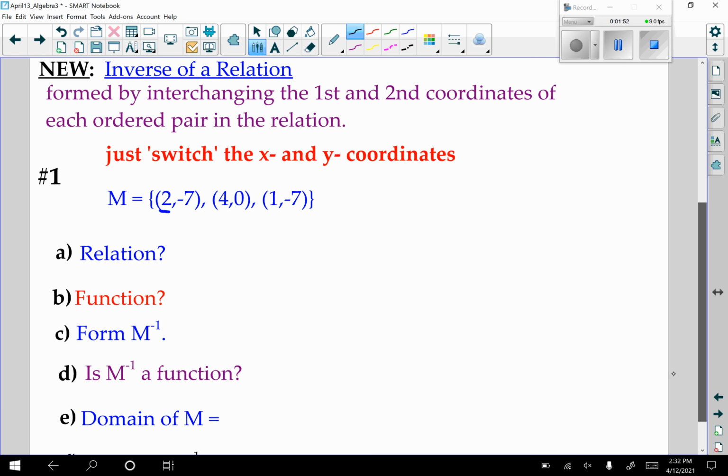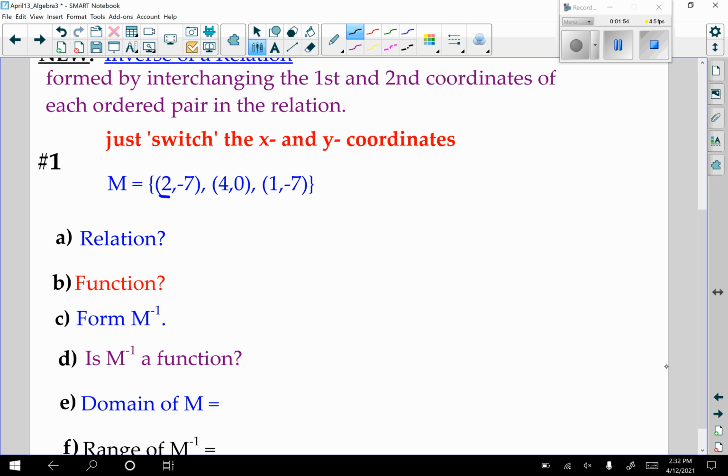So here we're given a relation. We're just going to call it capital M, and it's just a list of ordered pairs. Which answers our first question. Is this a relation? Yes. It's a set of ordered pairs. Is it a function? Well, let's take a look. Are all the x's different? Yes.